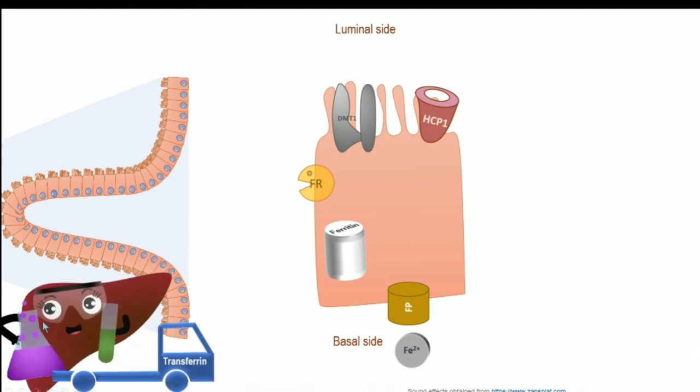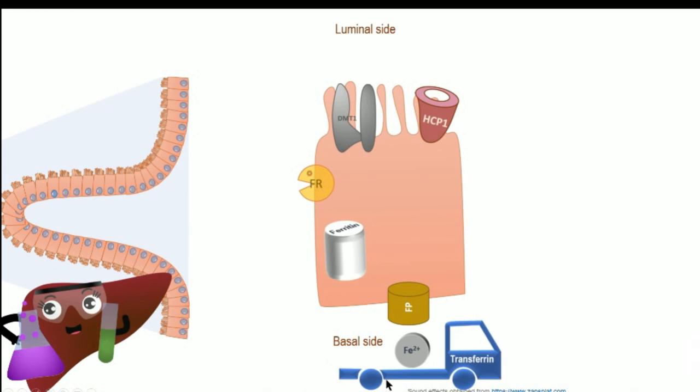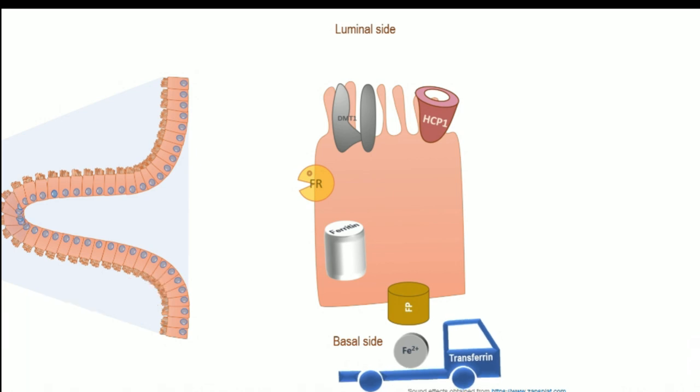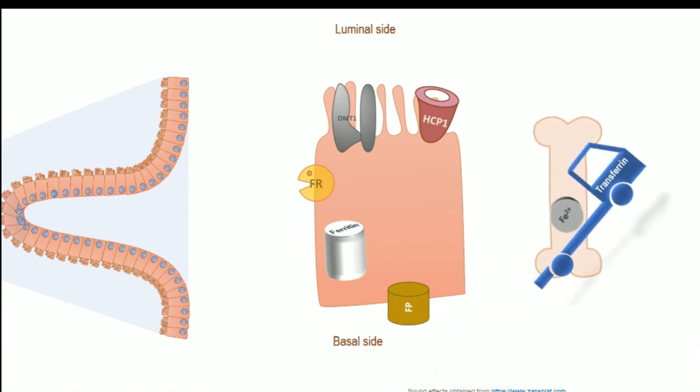our master chemist, the worthy liver, will send some empty drugs. It will send transferrin, and transferrin will pick up this ferrous iron and transport it to wherever it is required, mainly to the bone marrow and to the liver for the synthesis of important enzymes.